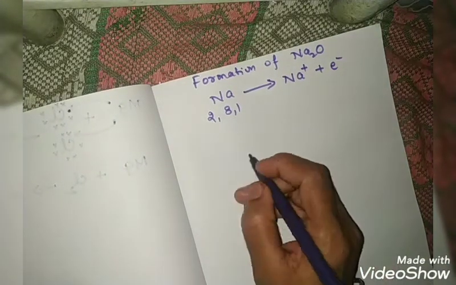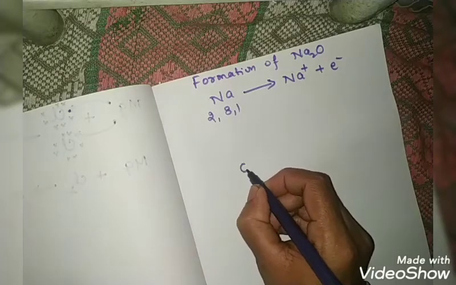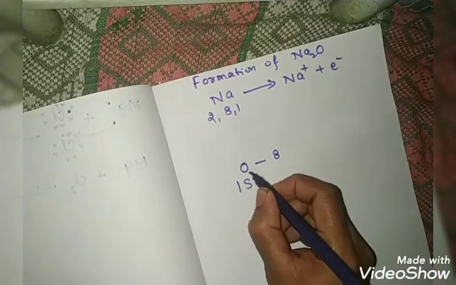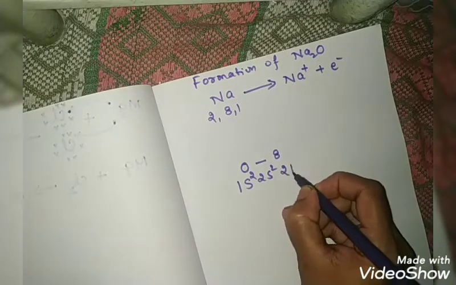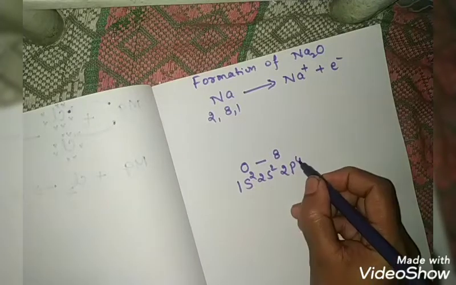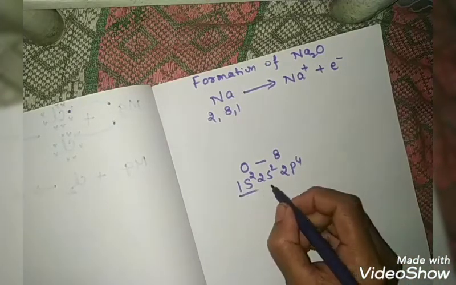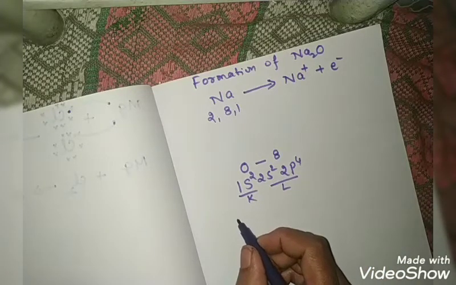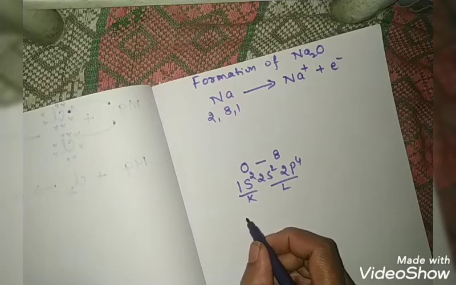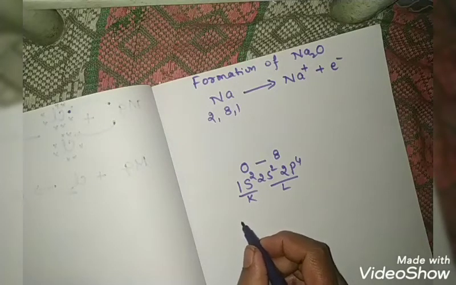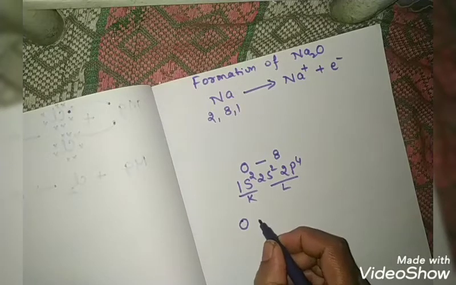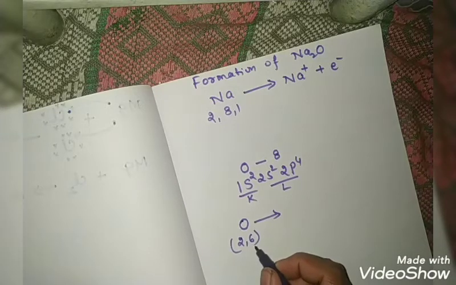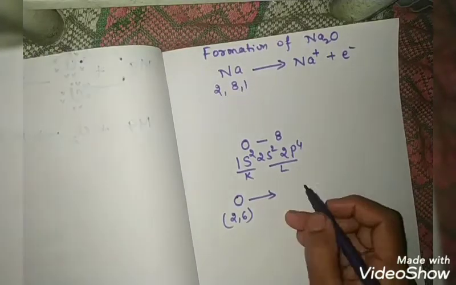And now let us consider oxygen, children. Oxygen atomic number 8. 1s2, 2s2, 2p4, 2, 2, 4. Correct, no? 8. This is the K and L shell. So, what happened now? The oxygen atom was having the 2, 6 electronic configuration.